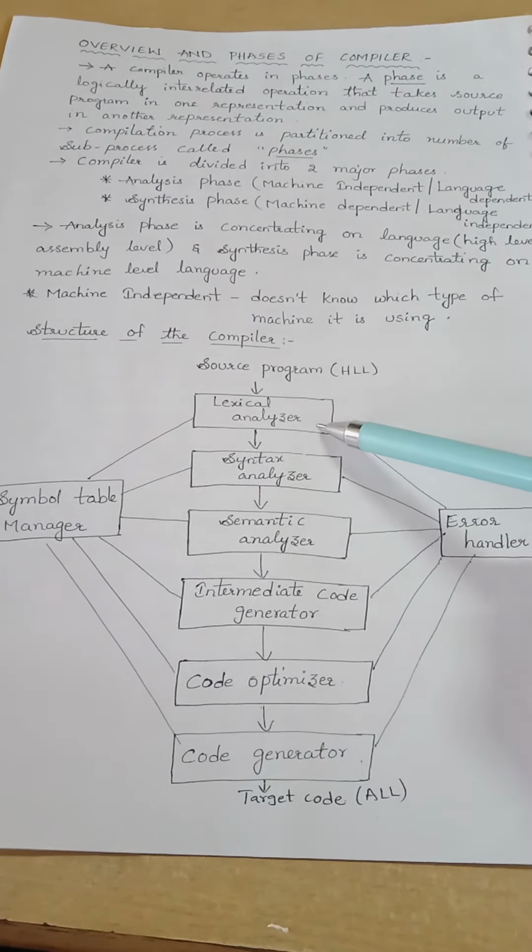The group of lexemes we are going to call tokens. So here the lexical analyzer represents these lexemes in the form of tokens. That is the work of the lexical analyzer. So the output of the lexical analysis is nothing but the tokens.